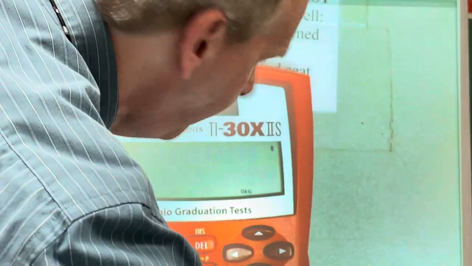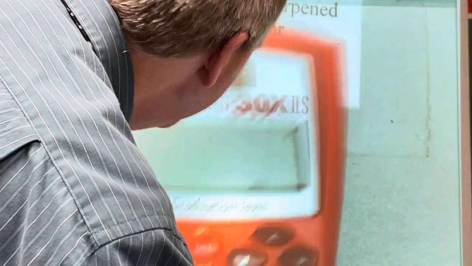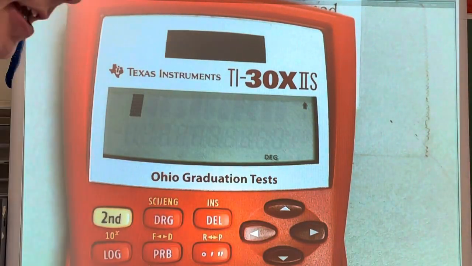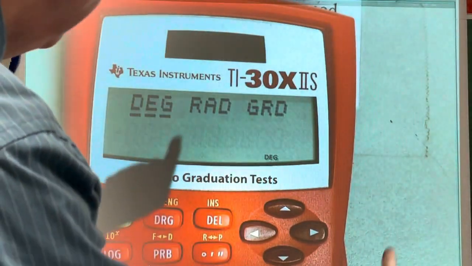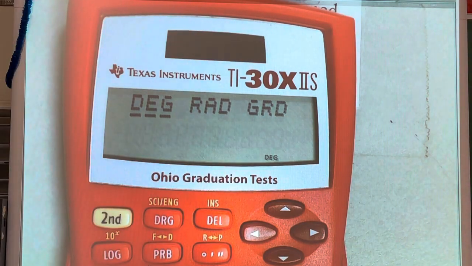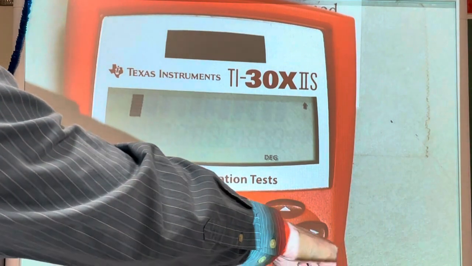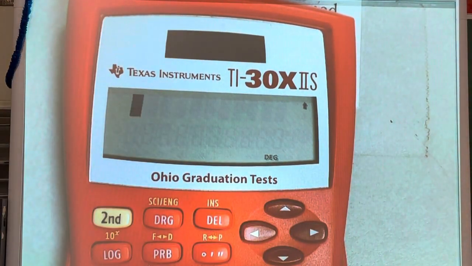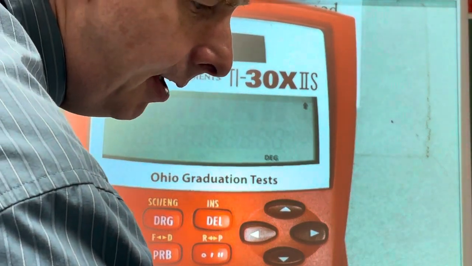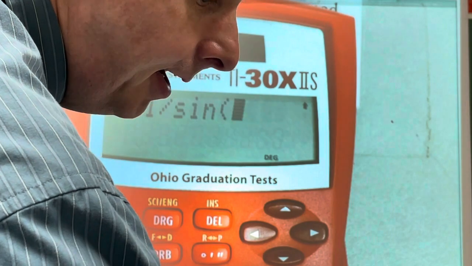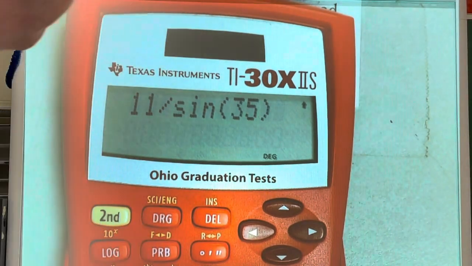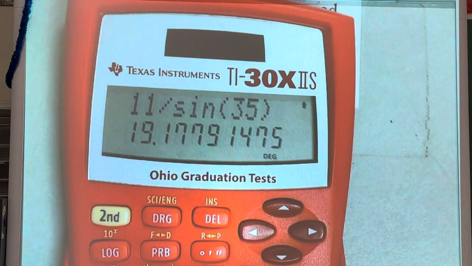One thing to watch out for is your calculator does have to be in degrees. If you don't see DEG, you instead would see radians or gradients or something different. Then you would want to change it here with this DRG button. D for degrees. Radians is something we'll get to later on. But the problem showed me 11 divided by sine of 35. That's it. The hypotenuse is 19.18.